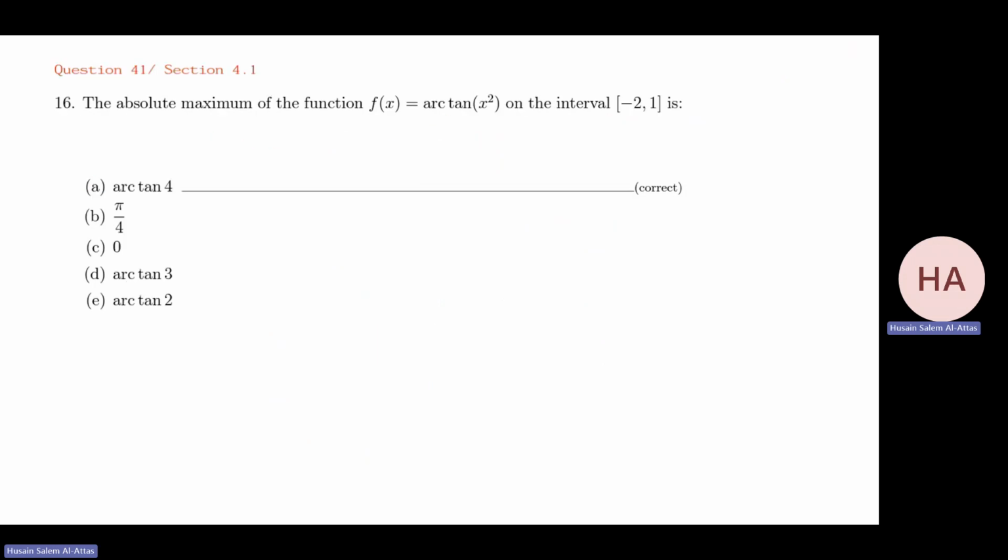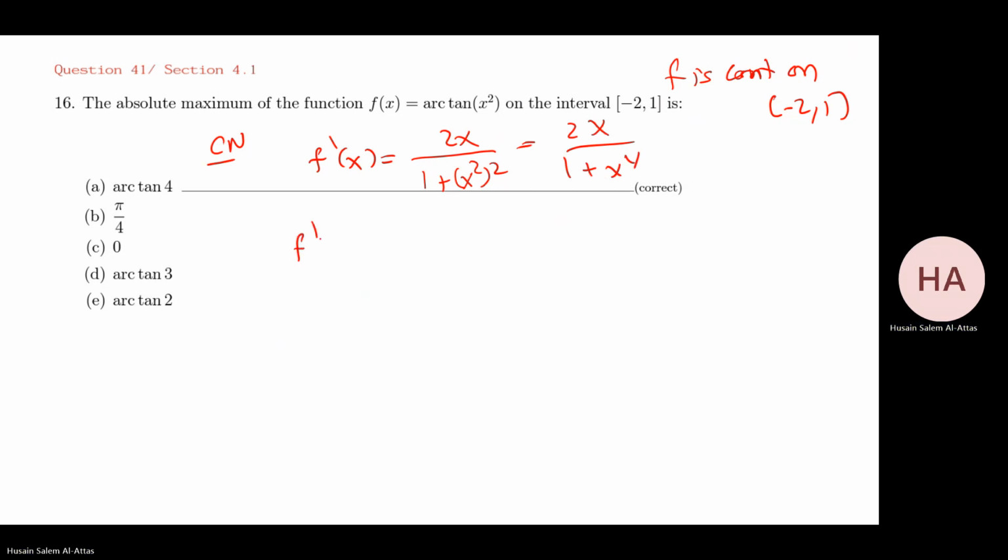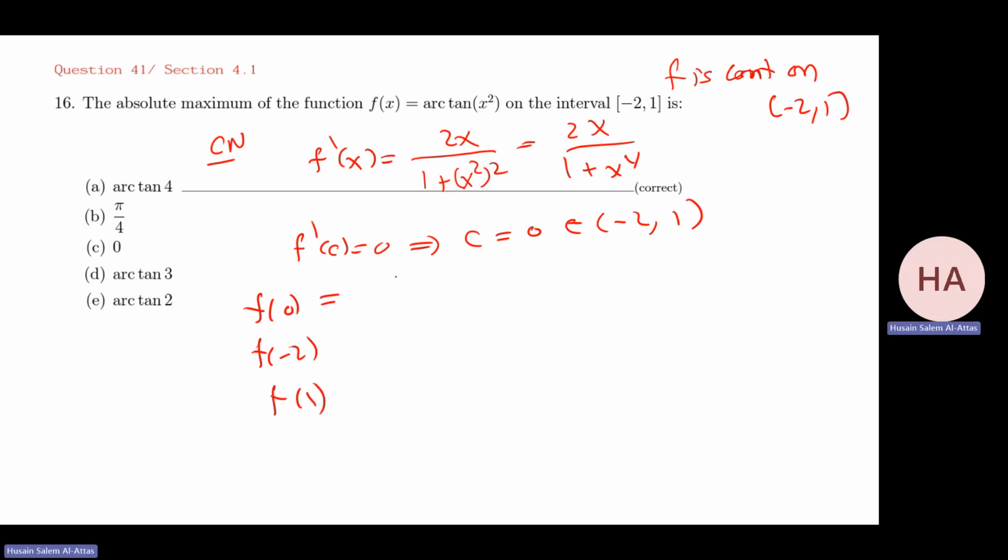The absolute maximum of this is what? Let me check if it's continuous in this interval. So check its critical numbers. F prime will be 1 plus x squared, 2x, which is 2x over 1 plus x to the power 4. I see c equals 0, which belongs to the interval. So check f of 0, f of minus 2, f of 1. F of 0 is 0. F of minus 2 is arctan of minus 2 squared, which is 4. And this is arctan of 1.